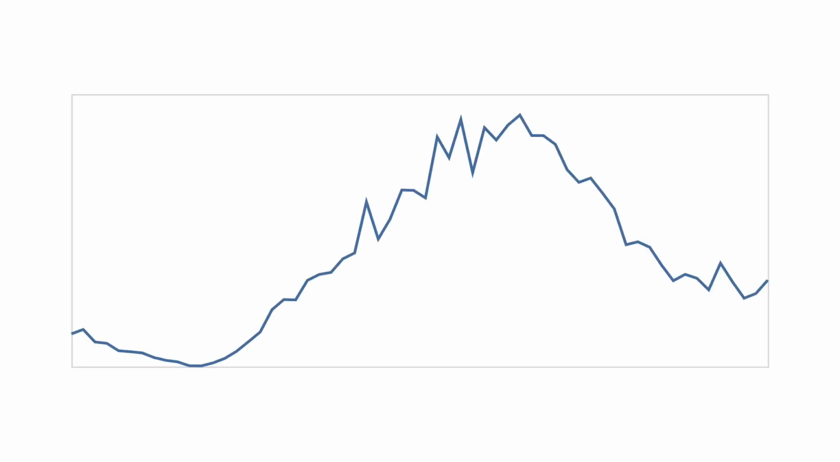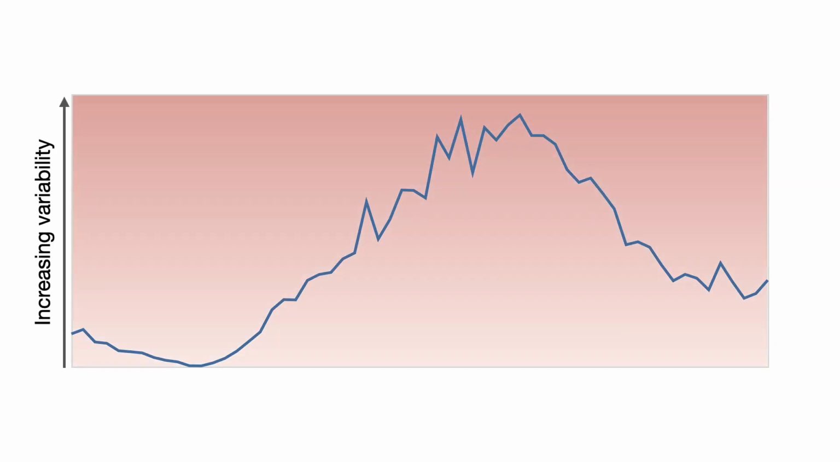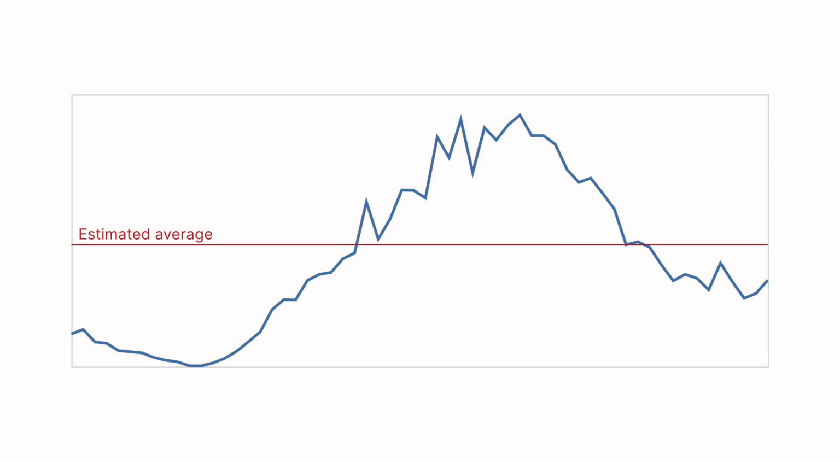To illustrate the bias, here's a line chart with low variability at the bottom and high variability at the top. In this line graph, you might estimate that the average value is at the red line here. However, the true average is lower at this gray line.